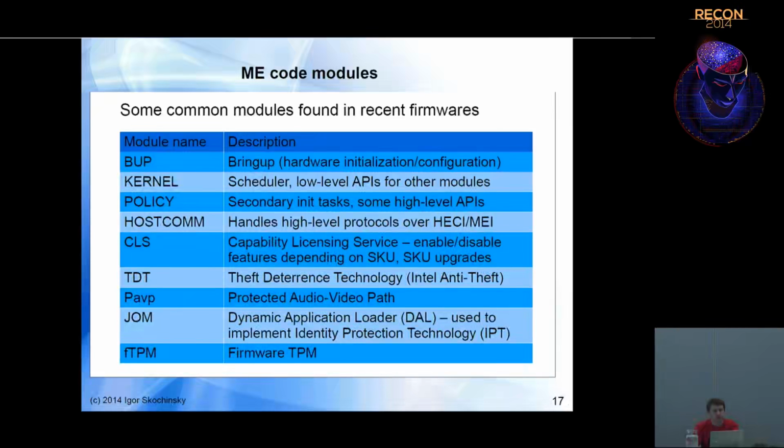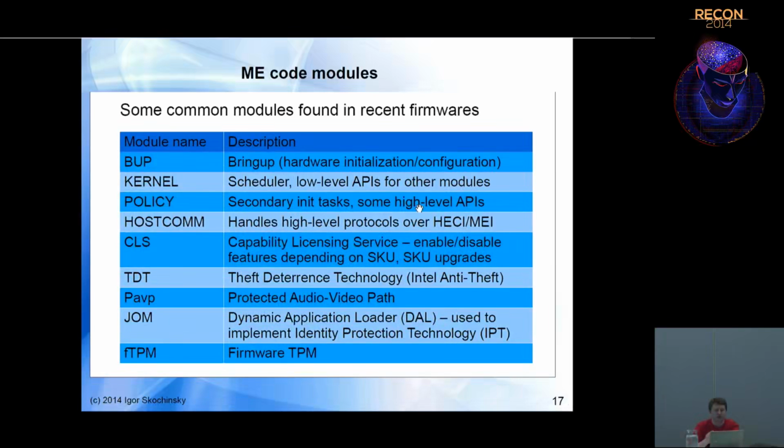Some of the modules, so as I mentioned, the code partitions in turn themselves contain code modules, and they have names. And the names are not really described anywhere, but you can kind of figure out the meaning from some of them. For example, a module called BUP, which is the first one being executed, apparently means bring up. And it is responsible for initializing hardware, configuring hardware, and so on, various initialization tasks. Then there is a kernel, contains the scheduler, and various low-level APIs that other modules use, so the common APIs for other modules.